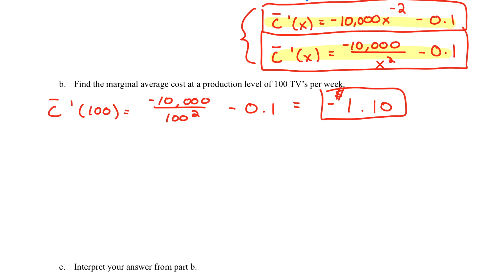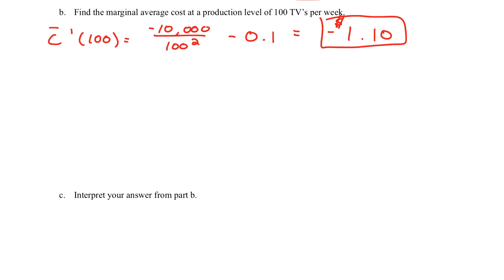So here I'm just going to plug 100 in for x. You would get the exact same solution if you had plugged it into that top formula as well. You just want to be careful when you're working with your negative exponent. So there is my marginal average cost at a production level of 100 TVs per week.